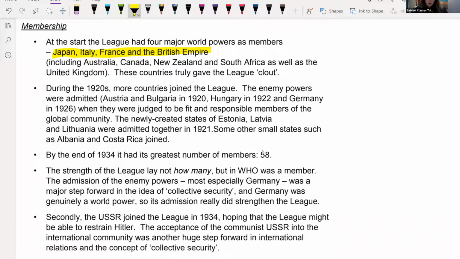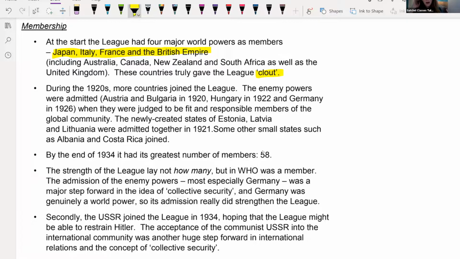As we can see here, we've got Australia, Canada, New Zealand, South Africa, and the United Kingdom. So a massive, massive portion of territory there, and this gave the League clout. That's a really nice word to use, I think, when you're talking about the League of Nations at the beginning in the 1920s. It's got a lot of power behind it, and with that amount of power, it can really intimidate people and force the smaller countries to do things with threats, whether that be right or wrong.